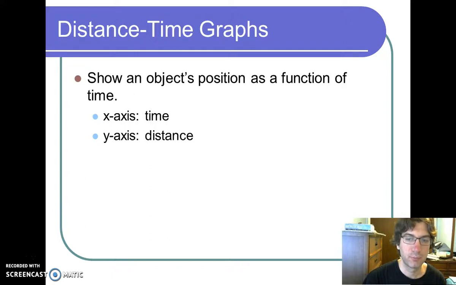Now, it is very important that when you draw these graphs, you label your axis, because the distance time graph and the velocity time graph are going to be very similar looking, but the biggest difference, the way you're going to tell the difference between the two, are those axes. So make sure for distance time, we have distance on the y, time on the x. Time is independent, y is dependent. Distance is dependent on how much time you travel.